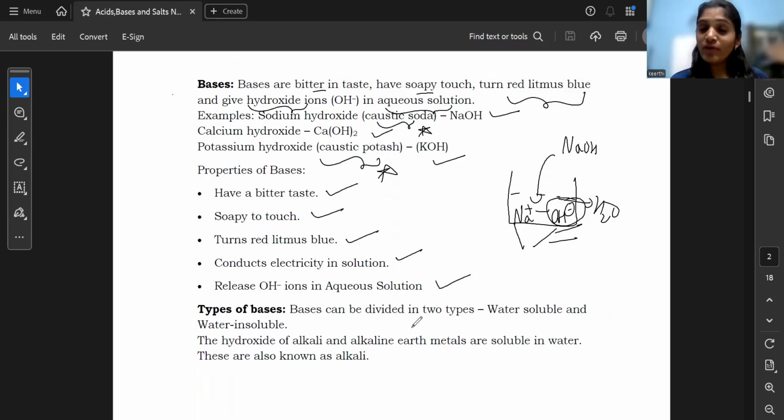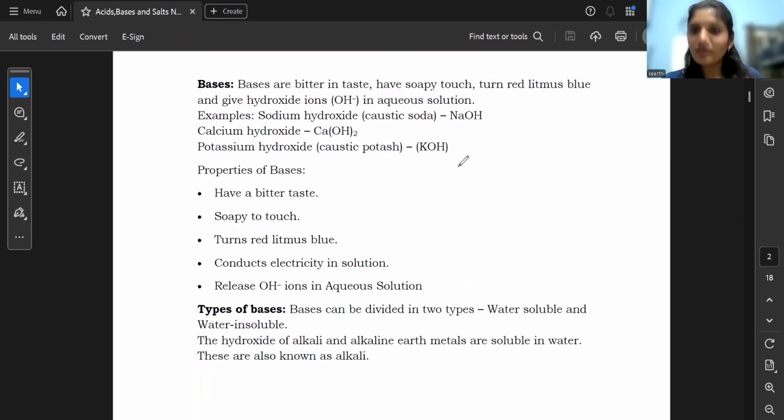So we have classified acids. How did we classify acids? Based on their occurrence, we classified them into organic acids and mineral acids, and based on their percentage degree of dissociation or ionization, into strong acids and weak acids. In the same way, bases can be divided into two types. I can classify bases into water soluble bases and water insoluble bases. Clear? When do I call it a water soluble base and when do I call it a water insoluble base? I will tell you something.